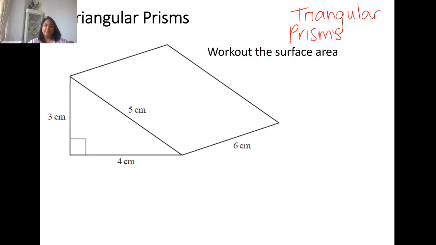Okay, then can you please copy out this diagram into your books? Always start with the cross-sectional face, this 3x4 triangle, and then draw some parallel lines of the same length, and then finish it off by connecting it with that diagonal line. That slanted line should be the same angle as your 5 centimeter line.